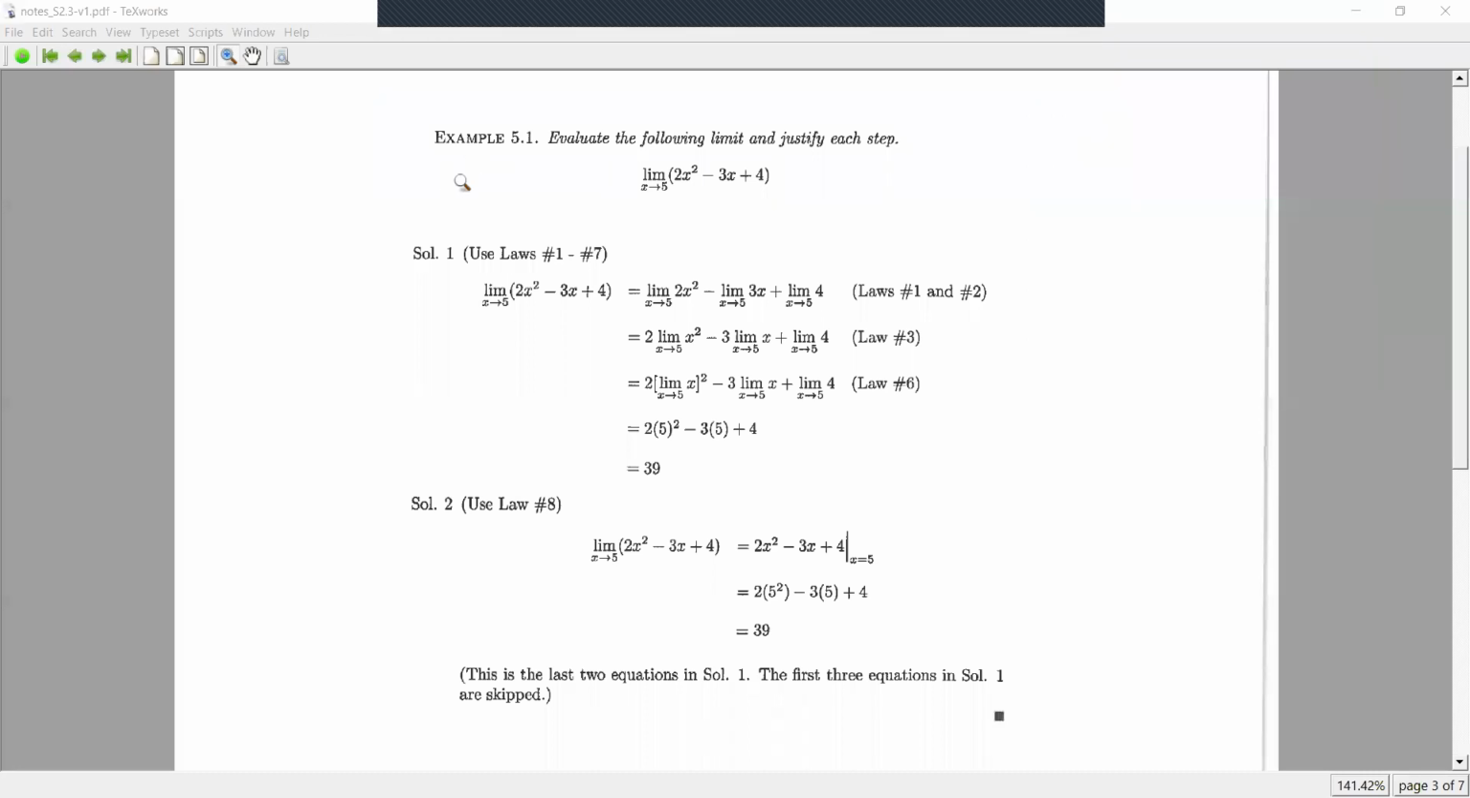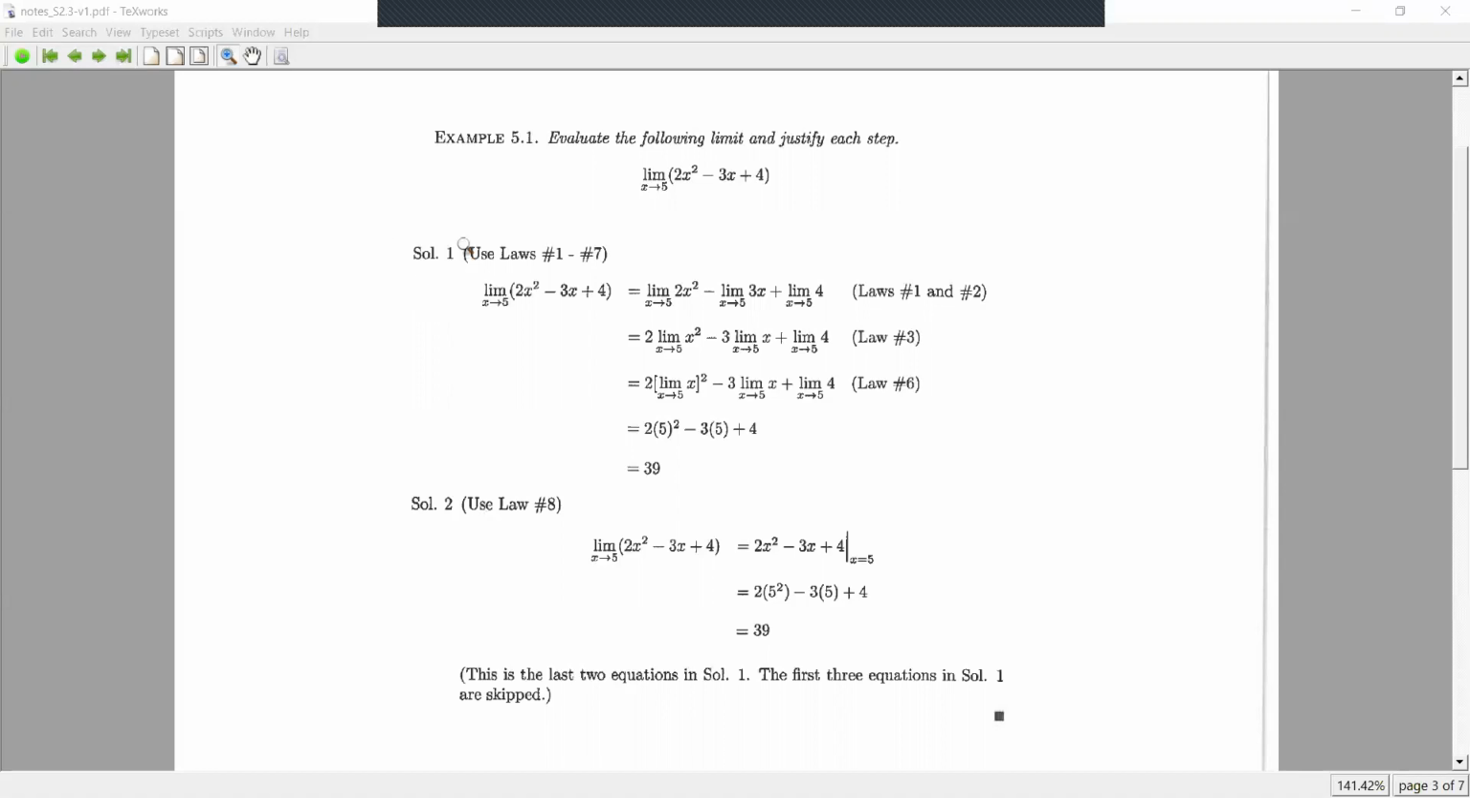Now, take a look at some examples about how to use limit laws to find limits. Example one, evaluate this limit by limit laws. For this example, I present two solutions. In solution one, I use only laws number 1 to number 7. And in solution 2, I use only the direct substitution, law number 8.